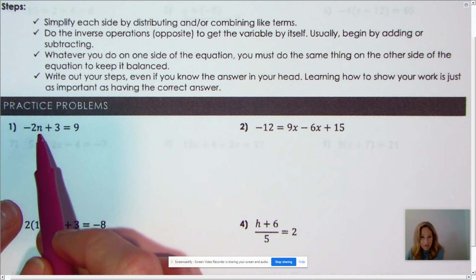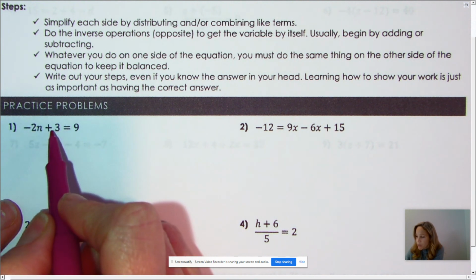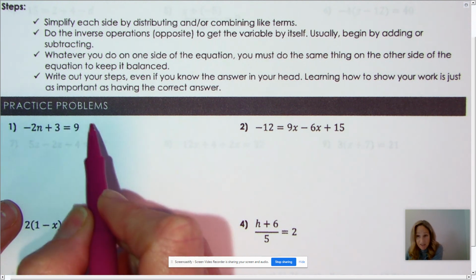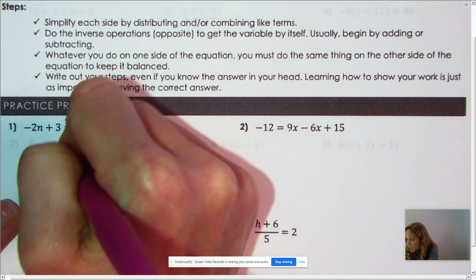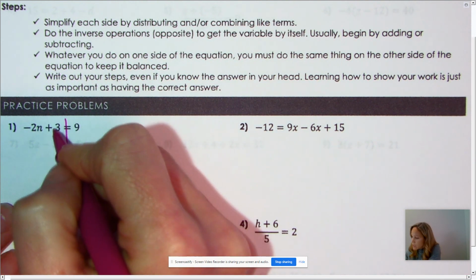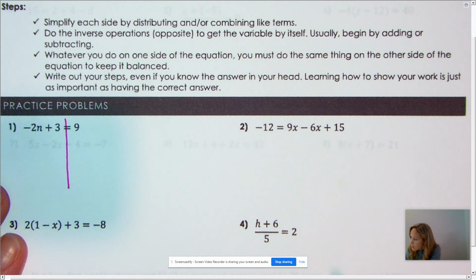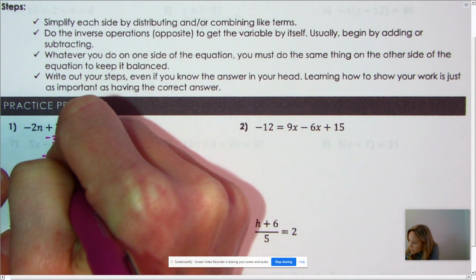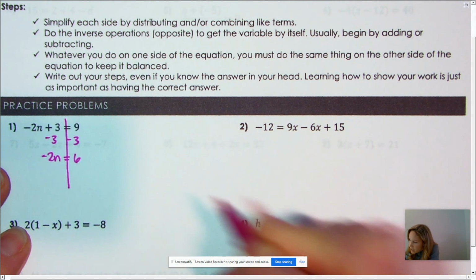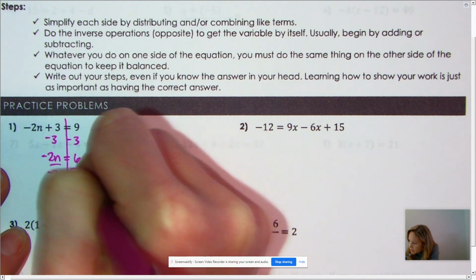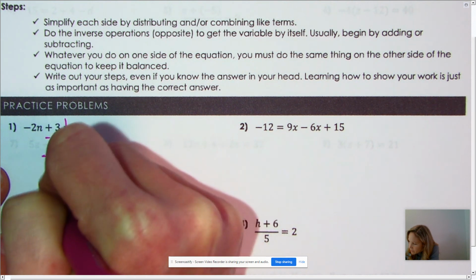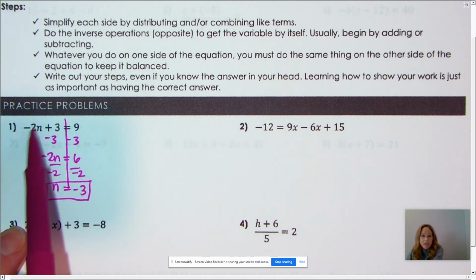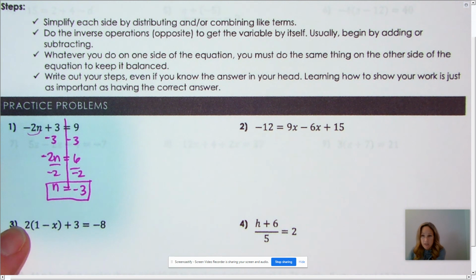Well, if I want to find what that original number was, I have to start doing the problem backwards. So the last thing I would have done is add 3. So I'm going to subtract the 3. So we're just working it backwards. We usually start with our addition or subtraction. So we go -3, and then we have -2n is equal to 6. Then we divide by -2. So we get n is equal to -3. Remember, we start by getting rid of what's being added or subtracted, and then we divide or multiply by whatever is stuck to the letter.